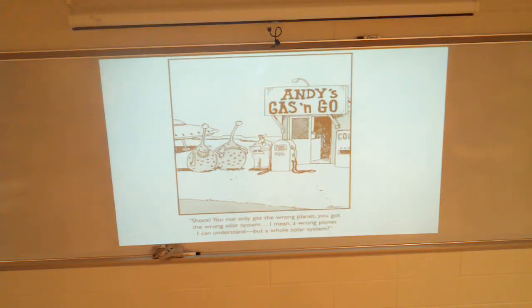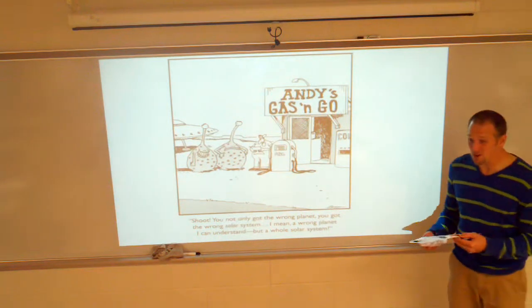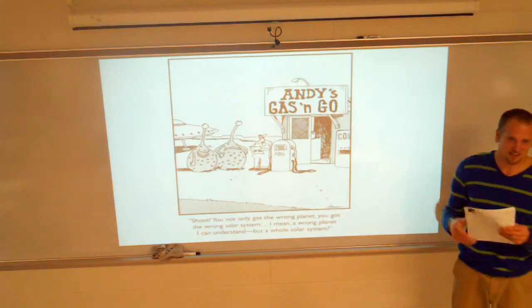So you see we got the aliens there asking for directions. It says, shoot, you not only got the wrong planet, you got the wrong solar system. I mean, a wrong planet I can understand, but a whole solar system? Yes. It's like, man, you are lost. You are really lost. I could understand if you were a little lost. But this lost? Like, you can't even find the right solar system? It's like you just drove halfway across the United States in the wrong direction.